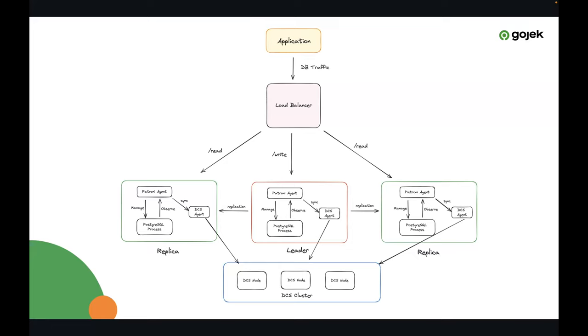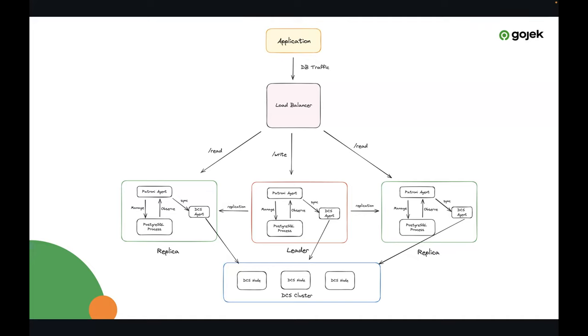In case it goes down, Patroni acts upon it. It has REST APIs so that the load balancer can know which is the leader at the current point. Let's say the leader is the red one. It would give a 200 for the slash leader API, and the others would give a 200 for a slash read or slash async API, whatever.